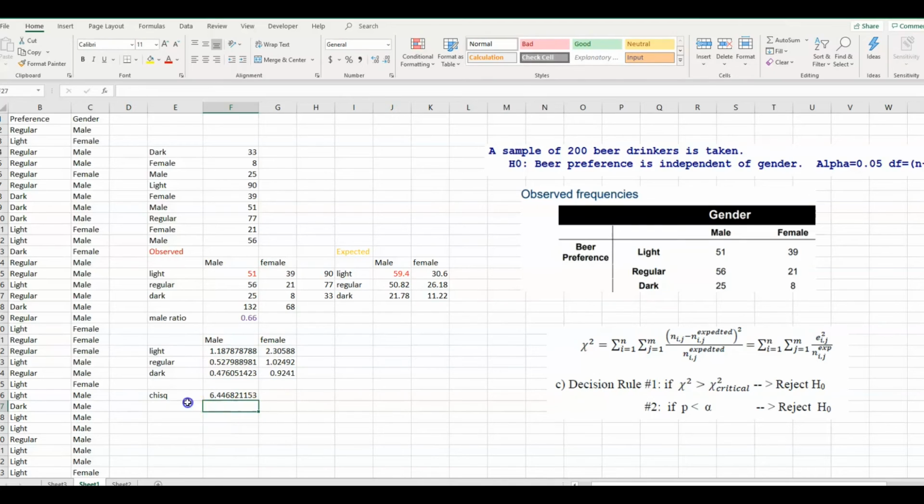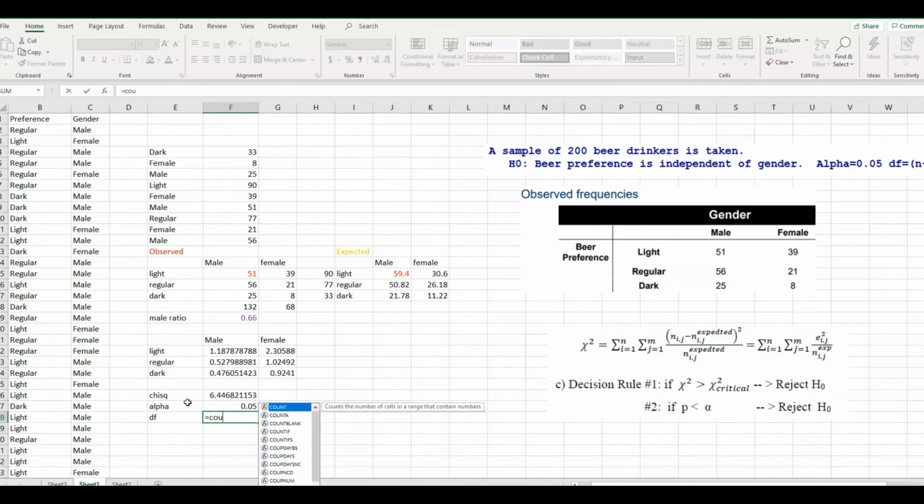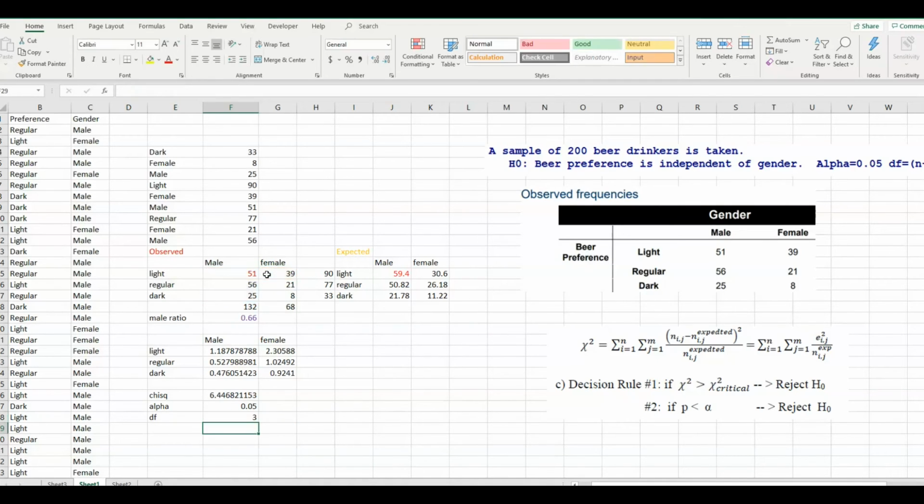And we know alpha is 0.5%. So the degree of freedom, we know it's 3 by 2. Count how many rows minus 1 times count how many columns minus 1. So 3 minus 1 equals 2, 2 minus 1 equals 1, so it should be 2. Oh, I forgot minus 1. Count minus 1 times count minus 1. Yes, so it actually is 2.